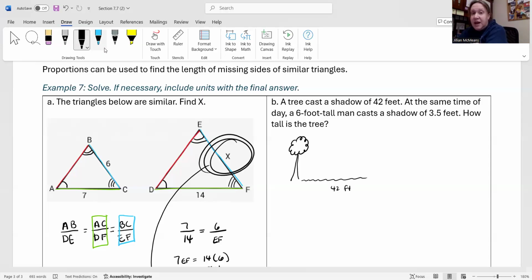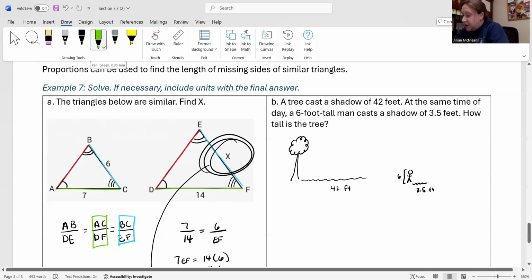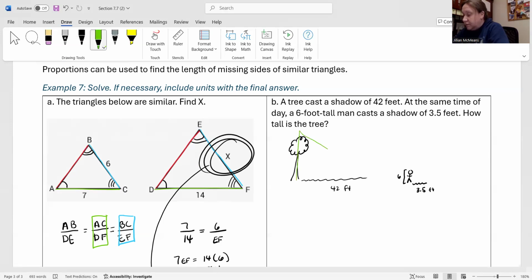At the same time of day, a 6-foot tall man casts a shadow that's 3.5 feet. So we have some guy. We know he is 6 feet tall, and he casts a shadow that's 3.5 feet long. So without maybe seeing it here, let me just assure you, you have right triangles. So let's draw those triangles in, let's do green. So this creates a right triangle right here. And then this creates a right triangle right here.